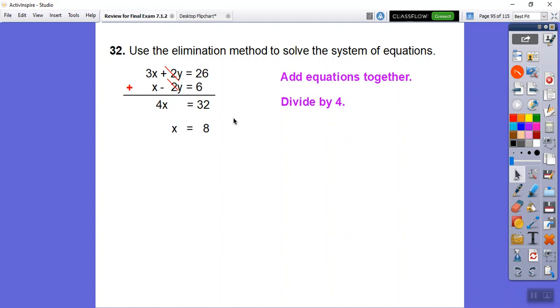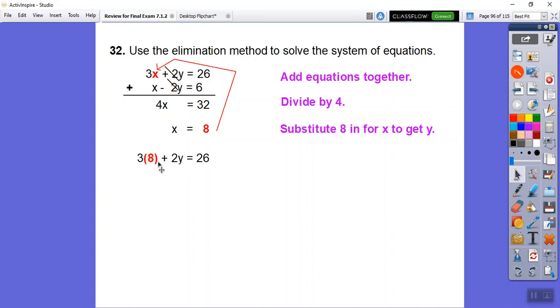Now remember, there's a y answer also, so we can substitute 8 in for x here. I don't want to because there's a negative. Or substitute in 8 right here. I'm going to put it in next to that 3. So 3 times 8 is 24 plus 2y equals 26. So I'll subtract 24 from both sides, and when I do that, we get 2y equals 2, so y equals 1. Remember, x, y is our answer.